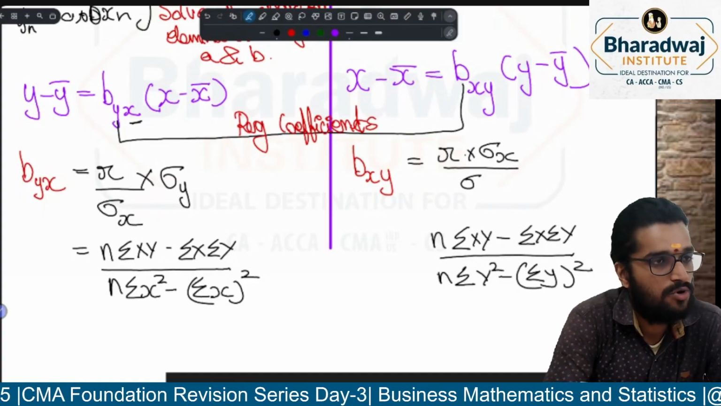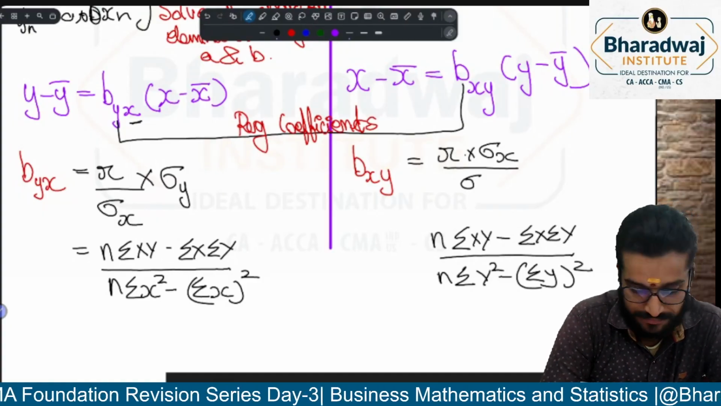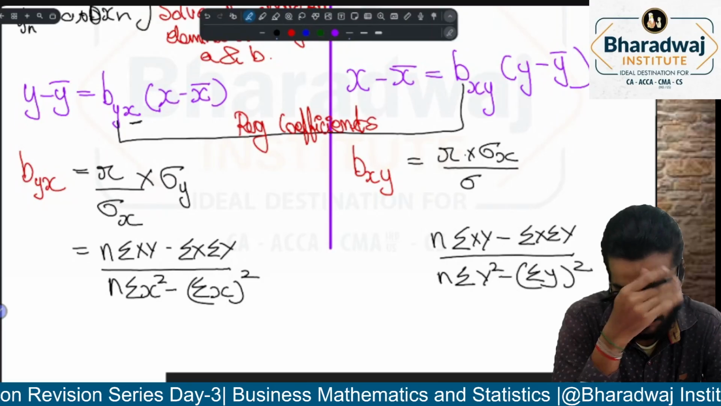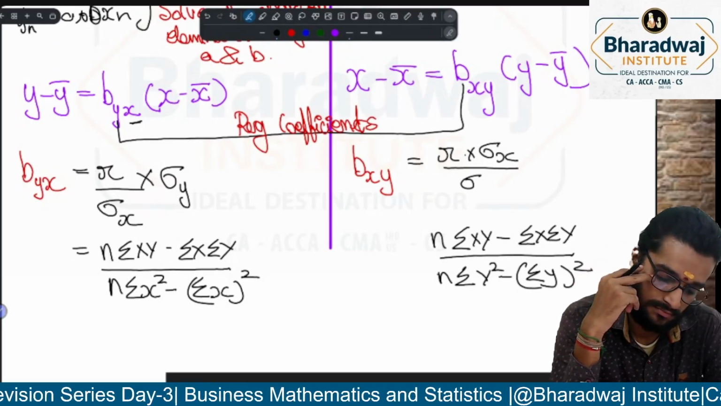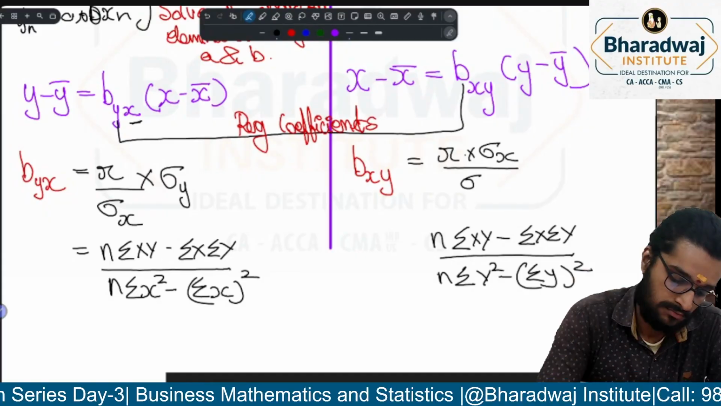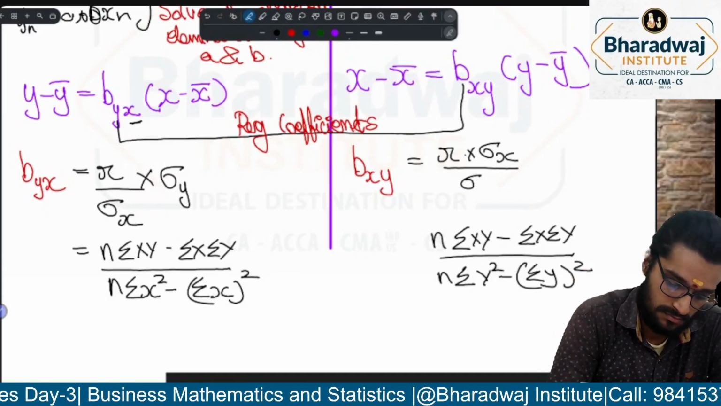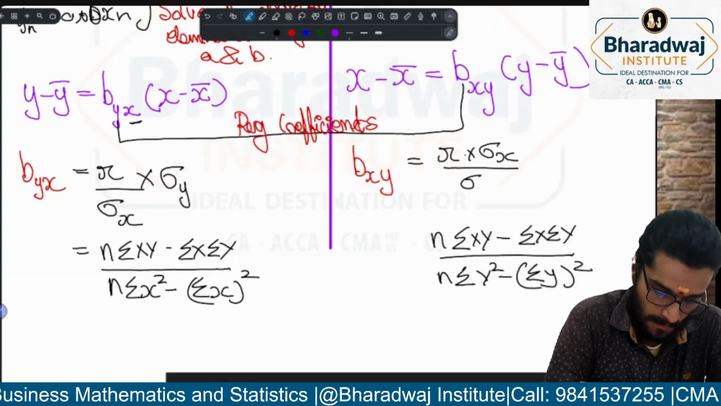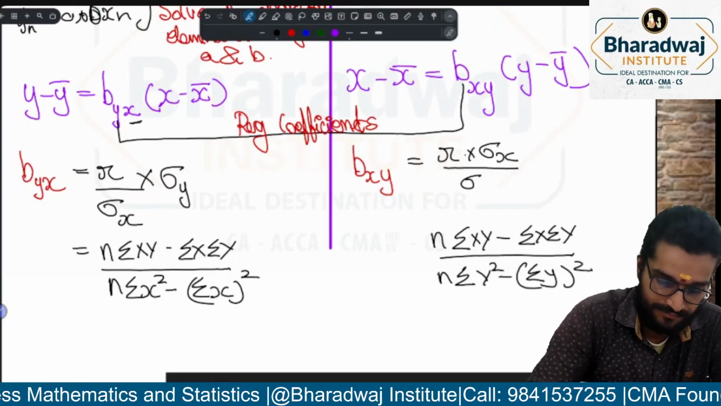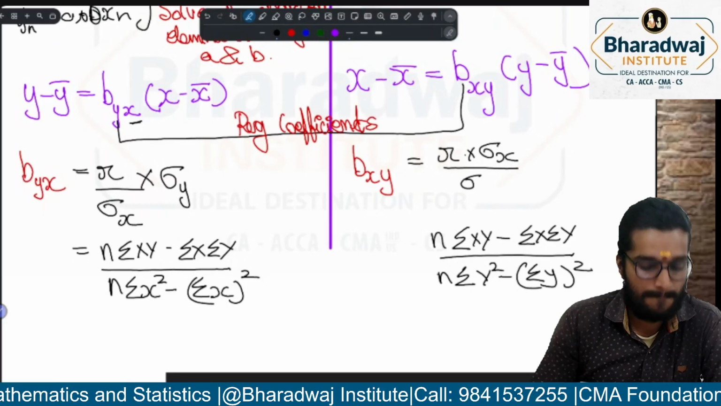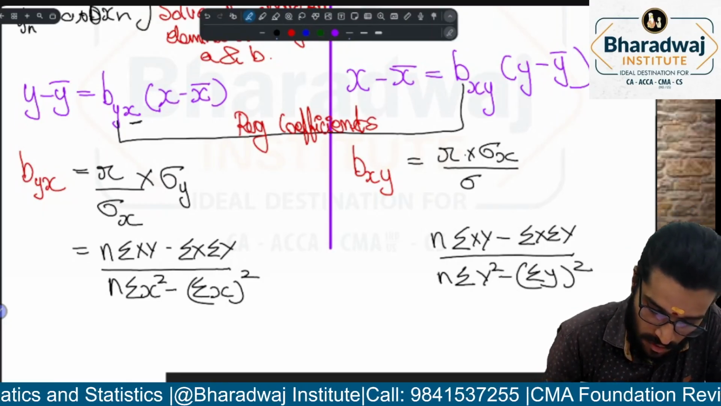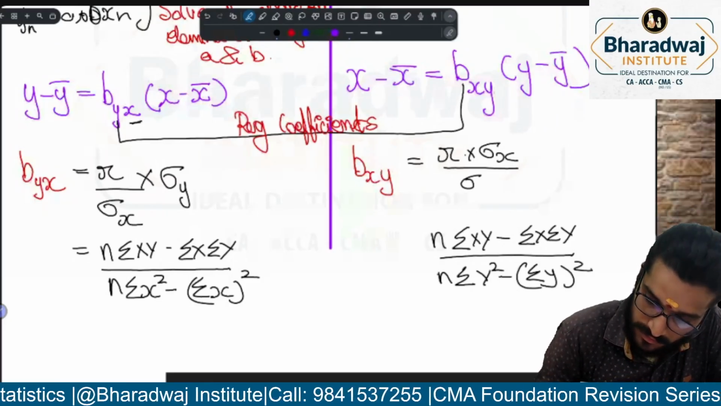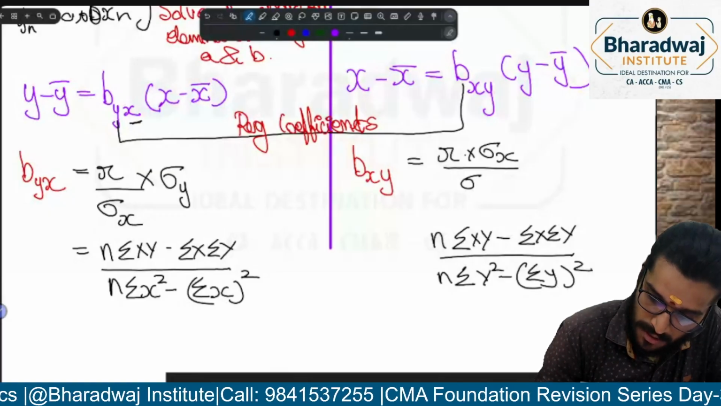You can also use covariance to do it. Covariance between x comma y. Here it is covariance between x comma y.